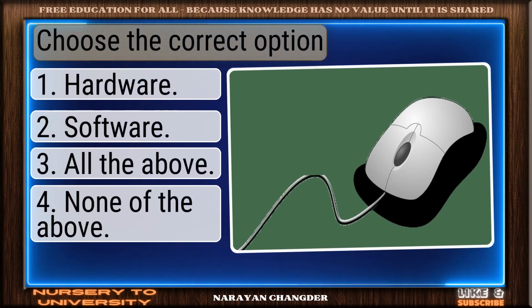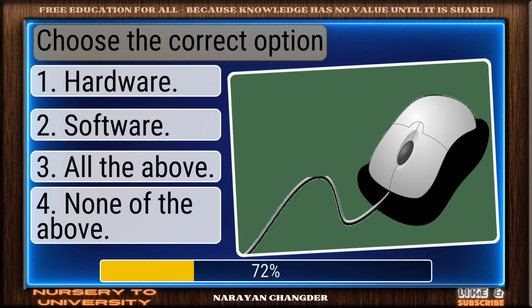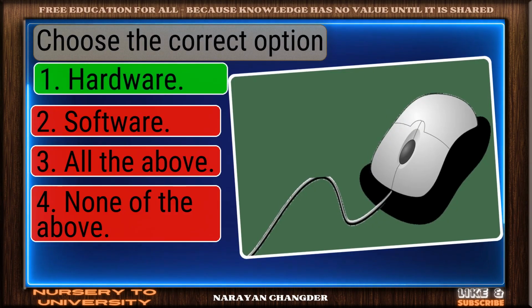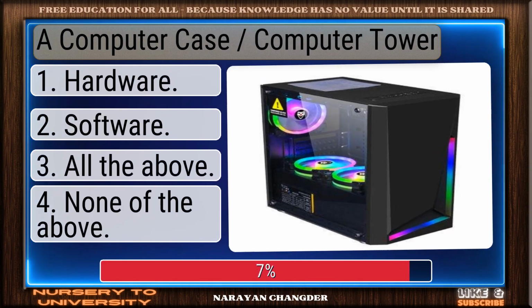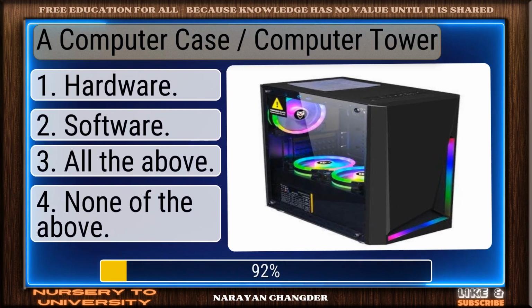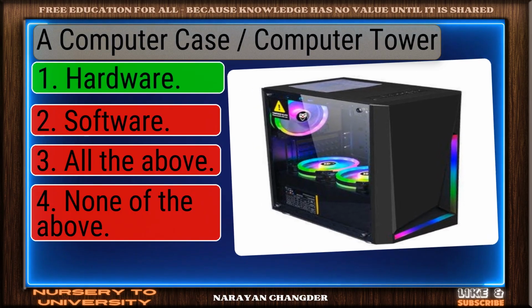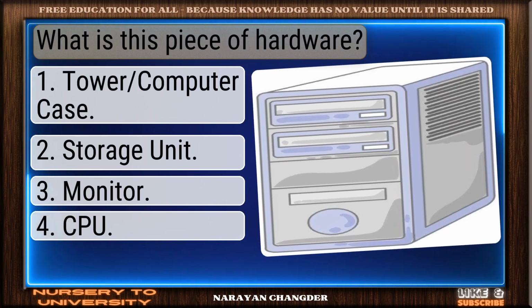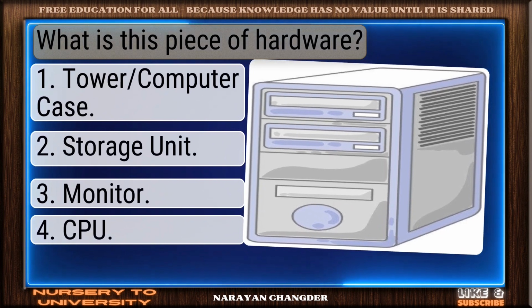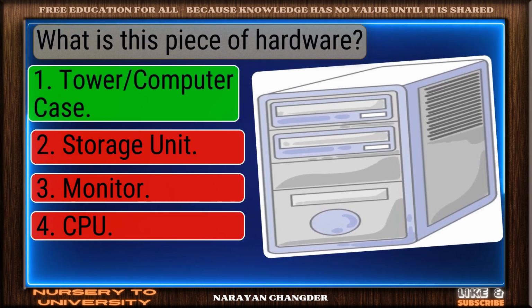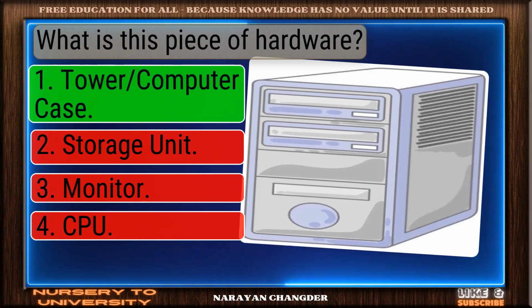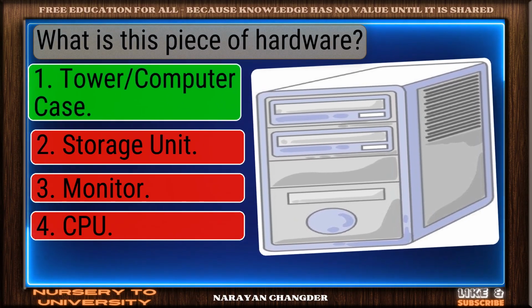Choose the correct option. Perfect. Hardware is the correct choice. A computer case, a computer tower? Solid response. Hardware is a valid choice. What is this piece of hardware? Nice work. You chose tower computer case, and it is correct.